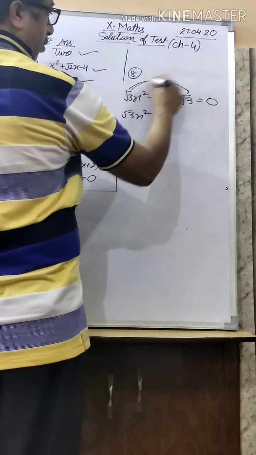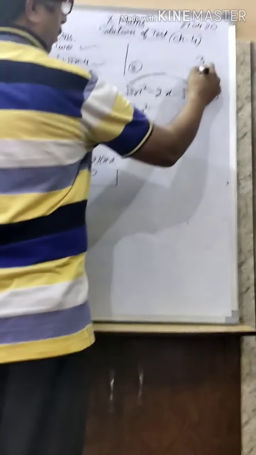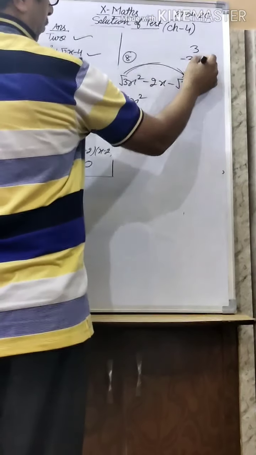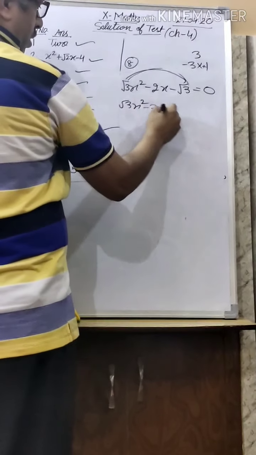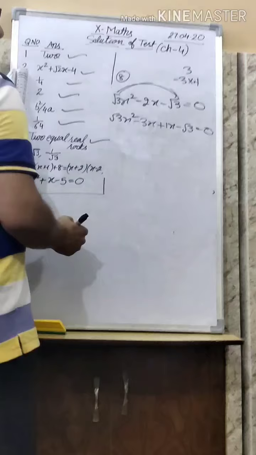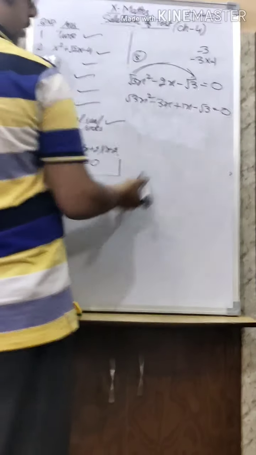Root 3x square, root 3 into root 3 is 3. So the factors, I think you know very well, the factors of 3 are 3 and 1. So minus 3 plus 1. So minus 3x plus 1x in this way. Minus 3 plus 1 is minus 2. Root 3 into root 3 is minus 3. Clear this?